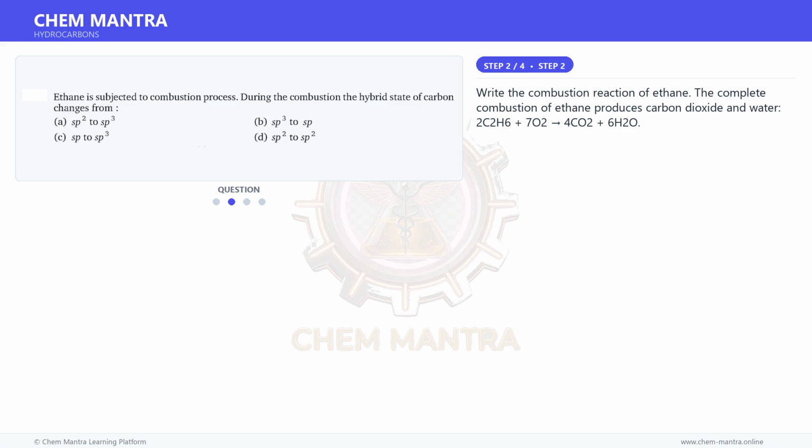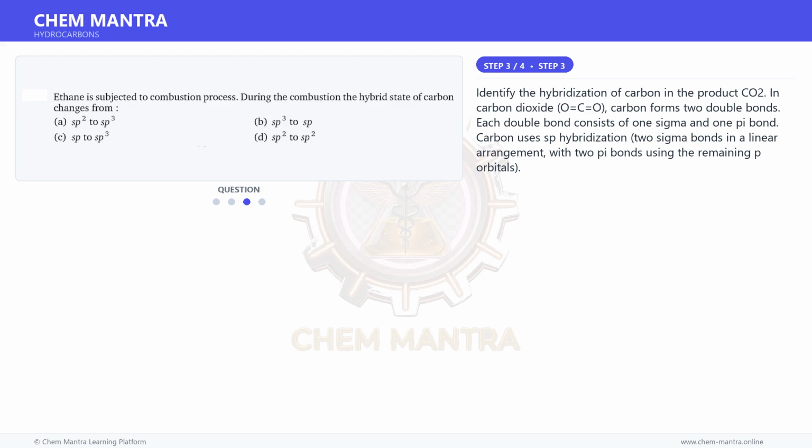Write the combustion reaction of ethane. The complete combustion of ethane produces carbon dioxide and water: 2C2H6 + 7O2 → 4CO2 + 6H2O. Moving on to the next step.